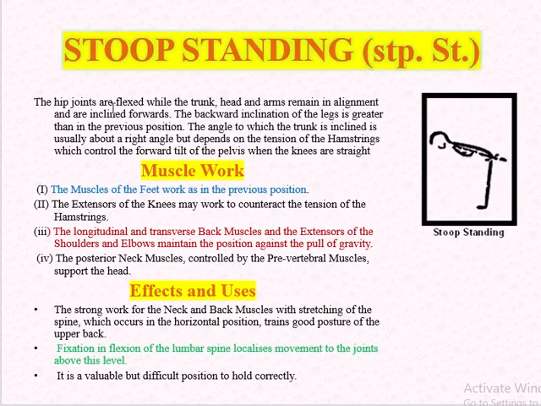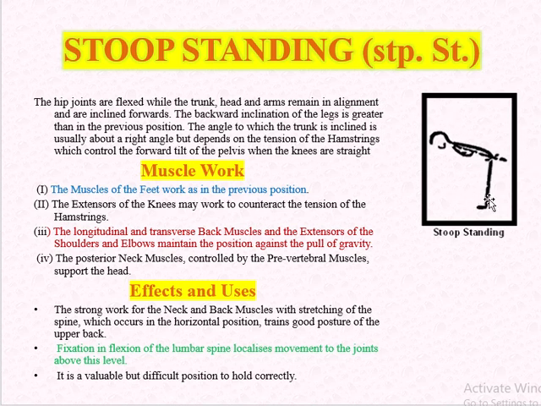Stoop standing. Look at this. Hip joints are flexed while the trunk, head and arms remain in alignment and inclined forward. The backward inclination of the legs is greater than in the previous position. The angle to which the trunk is inclined is usually about a right angle, but depends upon the tension of the hamstrings, which controls the forward tilting of the pelvis when the knees are straight.